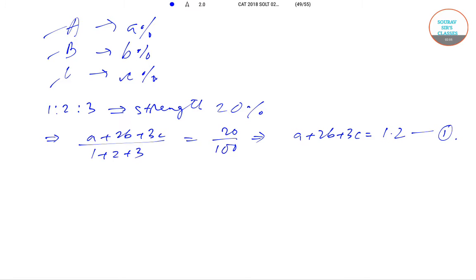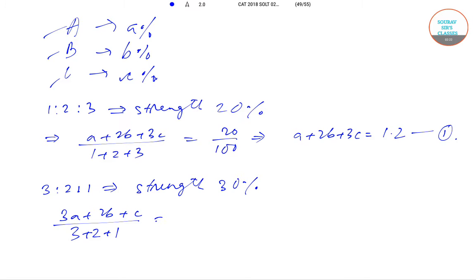Again, these 3 solutions are mixed, but in the ratio of 3:2:1, and in that case the strength of the solution was found out to be 30%. So this gives us that (thrice of A plus twice of B plus C) divided by (3 plus 2 plus 1) is equal to 30 by 100. So this will be 0.3. So 0.3 into 6 will be equal to 1.8. So thrice of A plus twice of B plus C will be equal to 1.8, and this is equation 2.